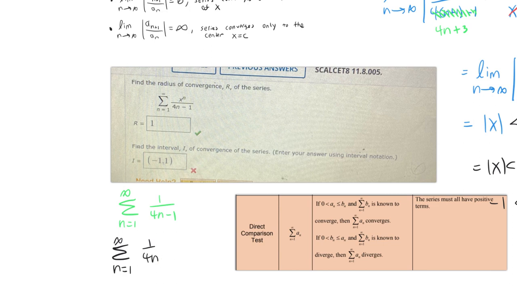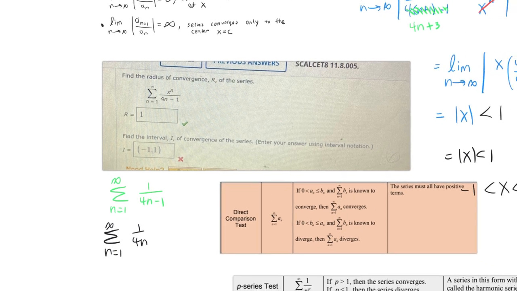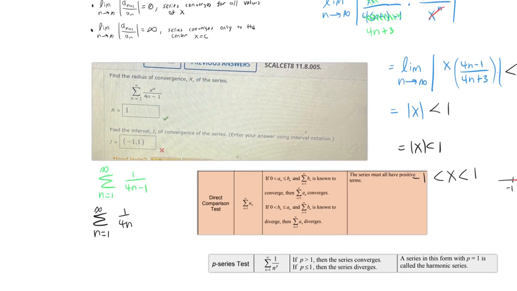Now that actually is smaller than this, and the reason is that this denominator is larger. The denominator is larger because this is 4n, but this is 4n minus 1. So clearly the denominator here is larger, which means that the fraction itself is smaller, seeing as how the numerators are the same. Now, this is known to diverge, and we know that because that is what we call a harmonic series.